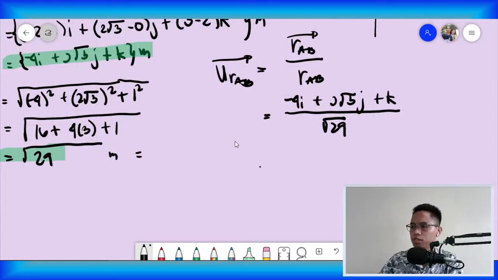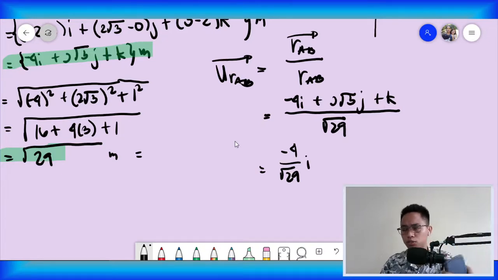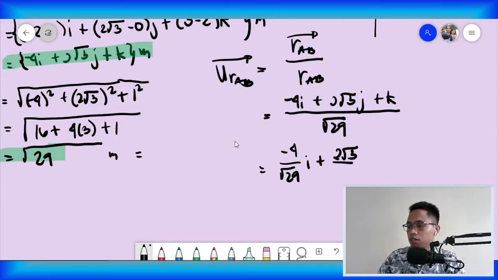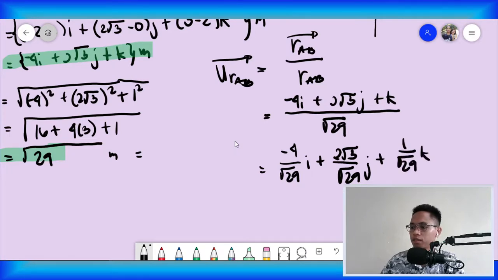Okay, so let's proceed. This would be negative 4 over square root of 29. You can simplify or not, it depends. But if you will continue solving after this, then simplify so your values stay whole and you have no discrepancies. Alright, then this would be plus 2 square root of 3 over square root of 29 j. You can choose not to rationalize it so it stays whole. This would be 1 over square root of 29 k.